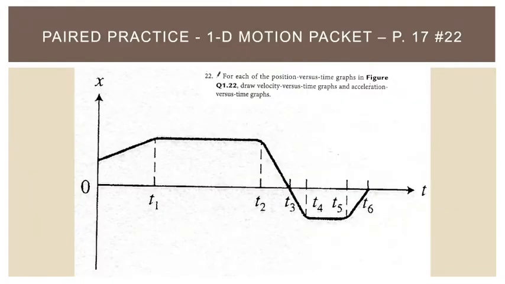We have no choice here but to practice a couple of these things, so let's look at an example. This example is in the one-dimensional motion packet. It's on page 17, number 22. Page 17, number 22 shows this graph. And it says for each of the position versus time graphs in figure Q1.22, which is this figure, draw velocity versus time graphs and acceleration versus time graphs. So my basic advice is do one at a time. Let's start with the velocity versus time graph.